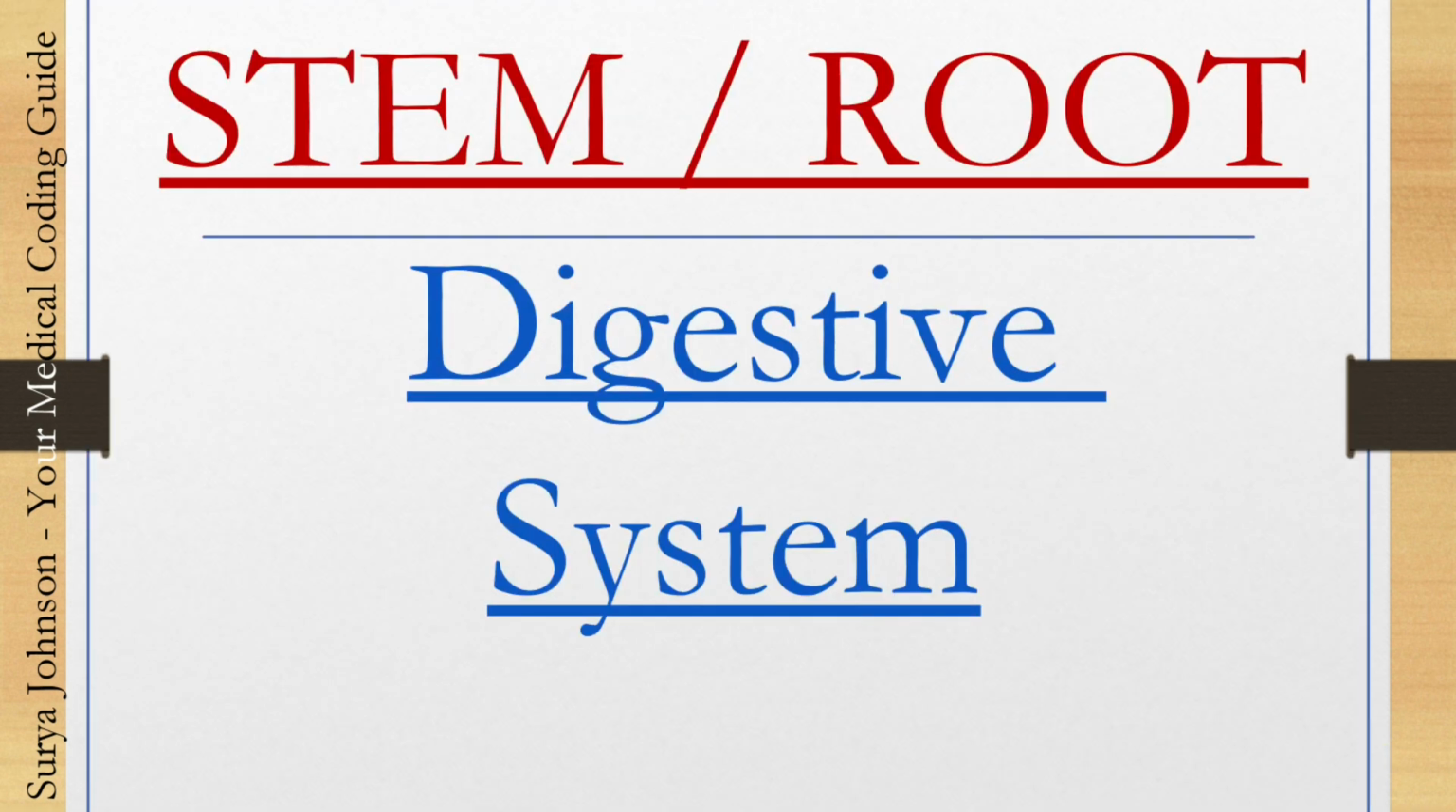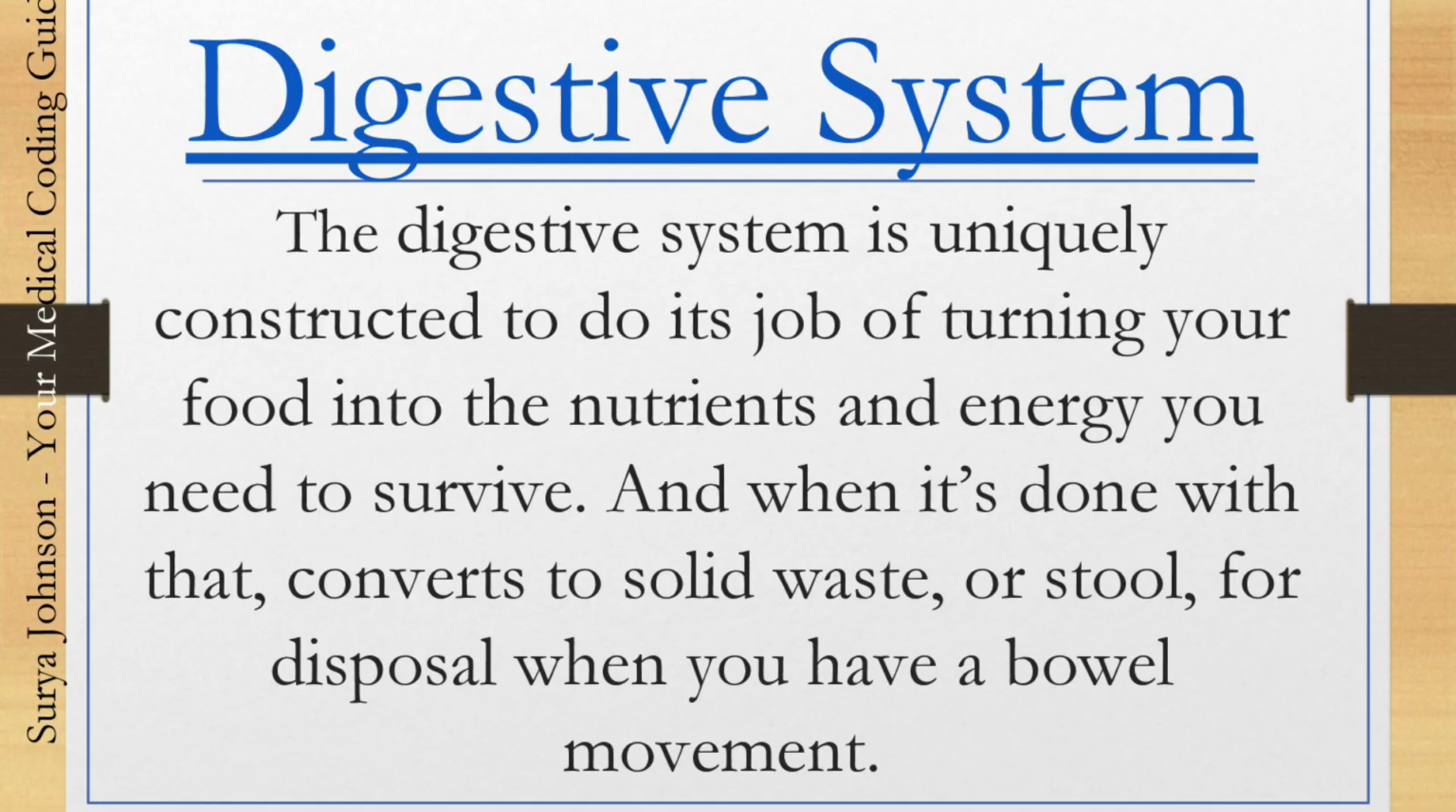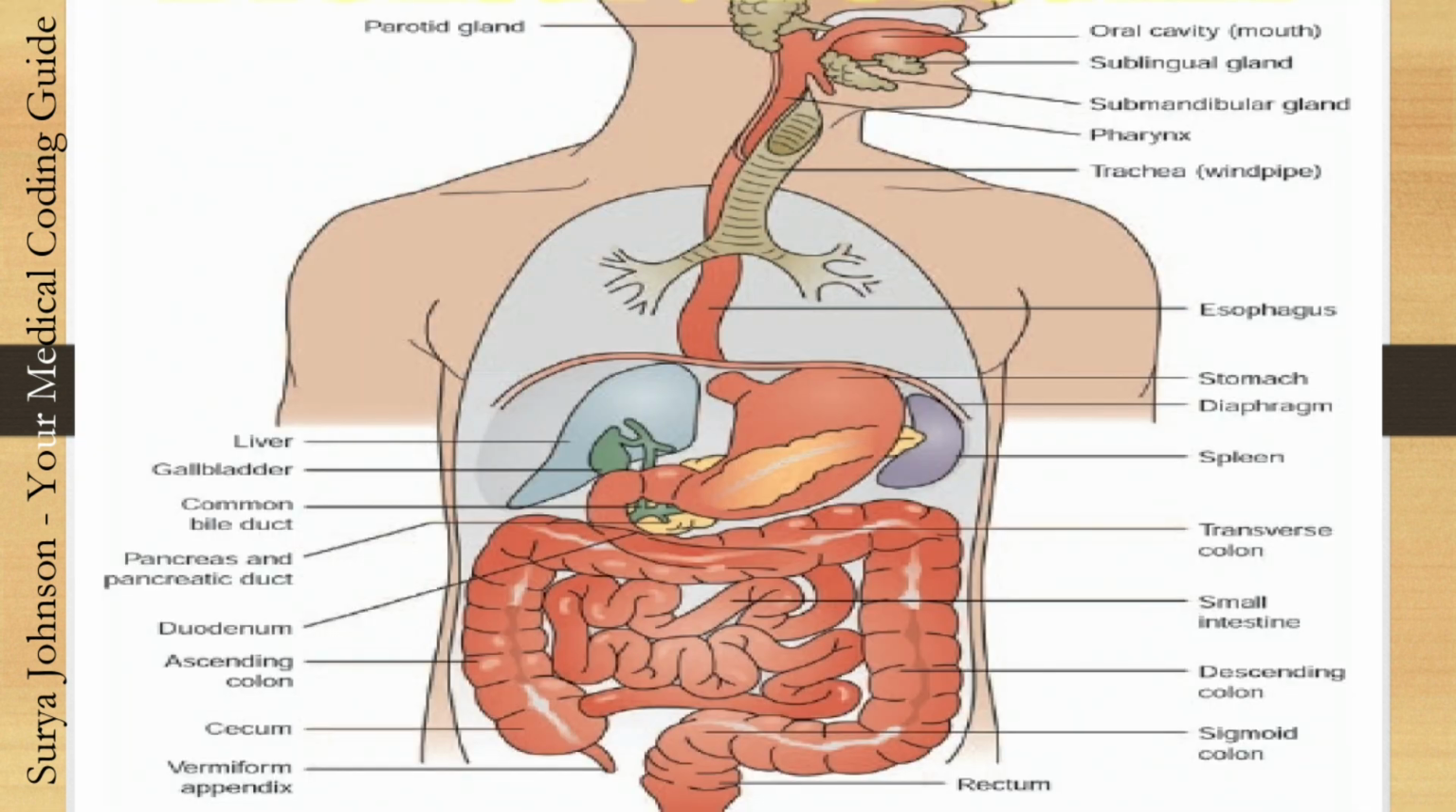Next we'll move on to the digestive system. The digestive system is uniquely constructed to do its job of turning your food into the nutrients and energy you need to survive. And when it's done with that, it converts it to solid waste, also known as stool, for disposal when you have a bowel movement. So we'll see about the parts of the digestive system.